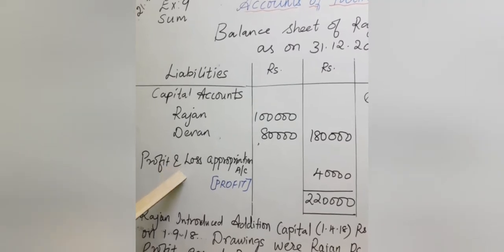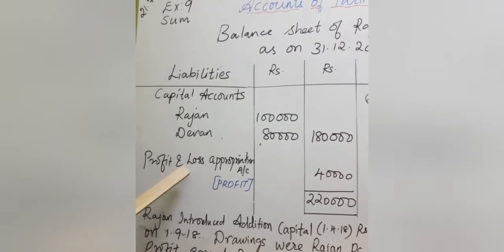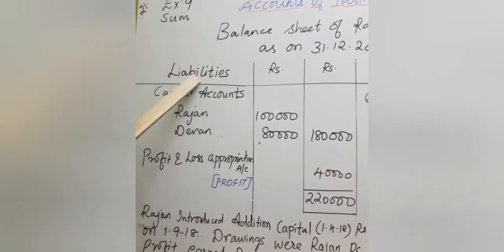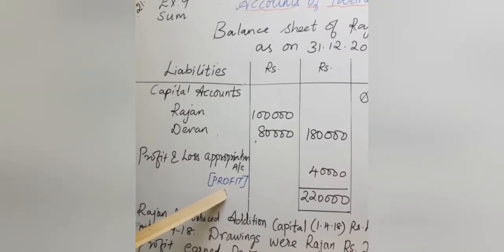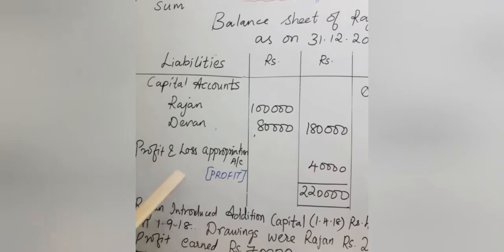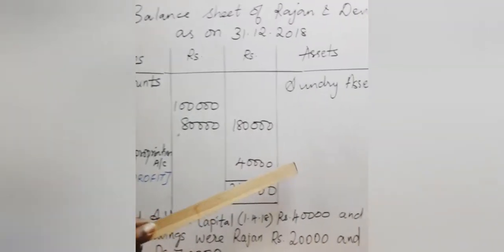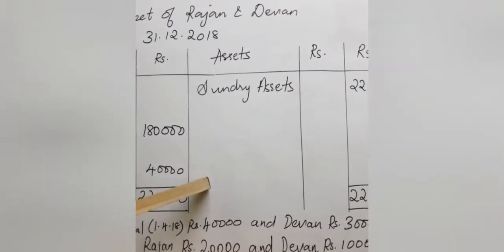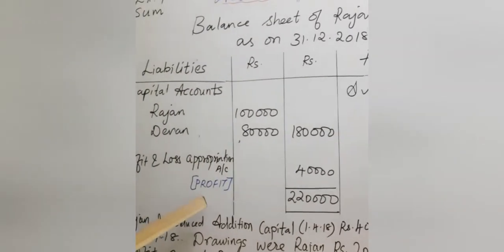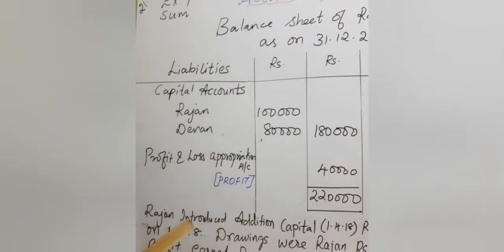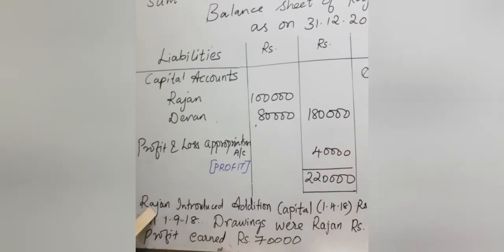Students, you have to note down that if profit and loss appropriation account is given on the liability side, then it means profit. If profit and loss account is given on the asset side, it means loss for us. So accordingly we have to do some calculation that we will see when we start doing the sum. Now you see here additional information.